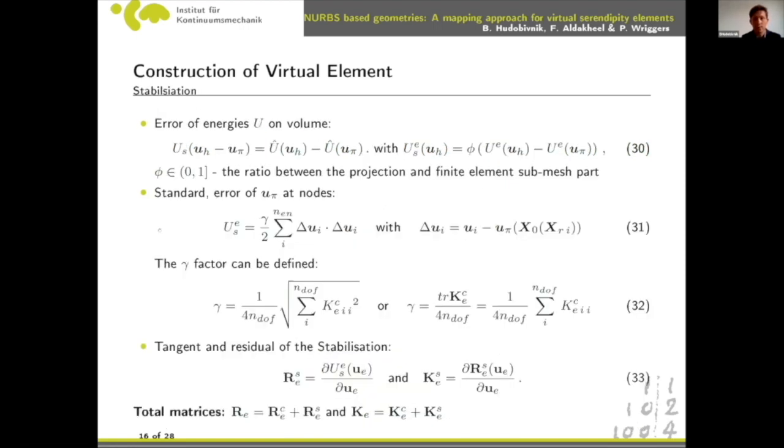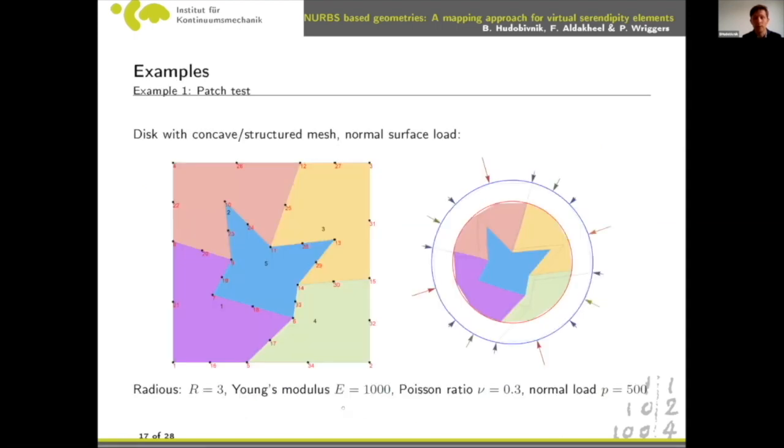Now for the stabilization part, as you know, we were using the energies for the low order element, but in this case, for higher order, we will be using the error of the UPy at nodes. So the standard stabilization performs very well in this case. And then again, in a similar manner, we can define the residual and the tangent matrix of the finite element, and then we can sum both residuals and tangents up, and we get the tangents of the whole virtual element.